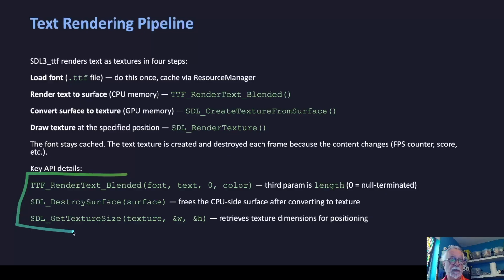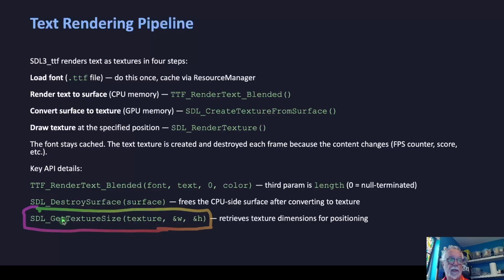So the API details is this one creates a surface, this one destroys the surface, and then this one gets us the texture size. So once we have rendered the texture, we can see how big it is so we can actually frame it. We use the height for the position.